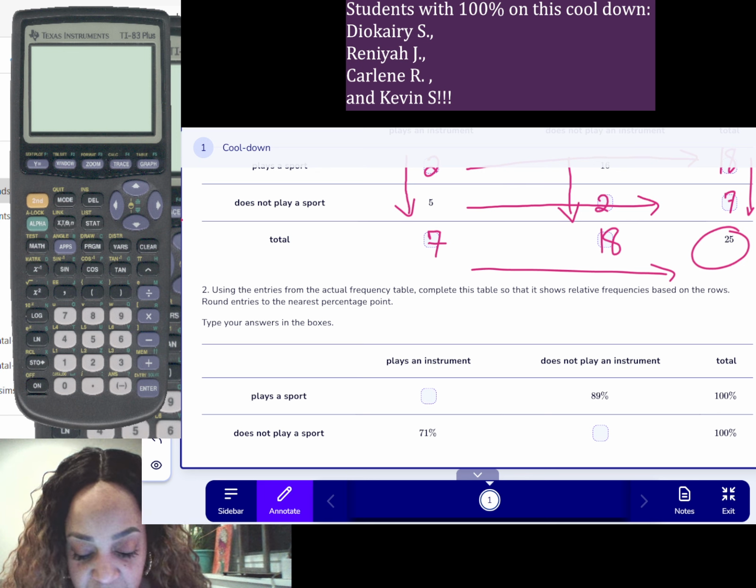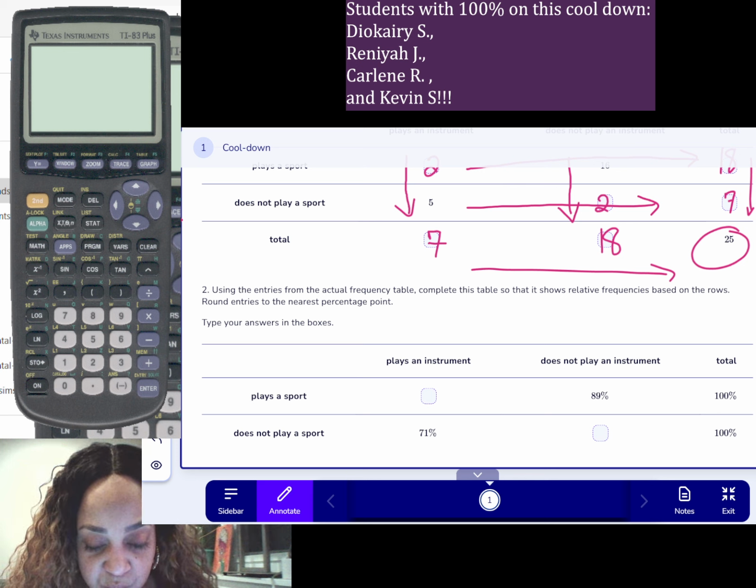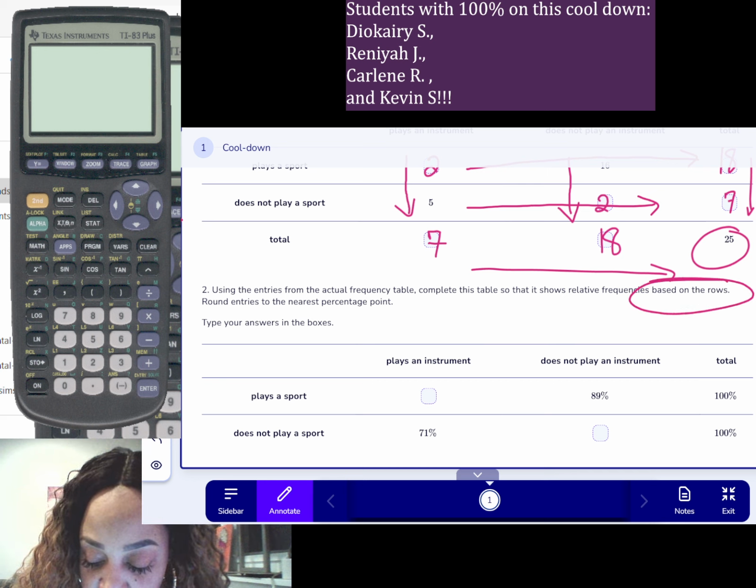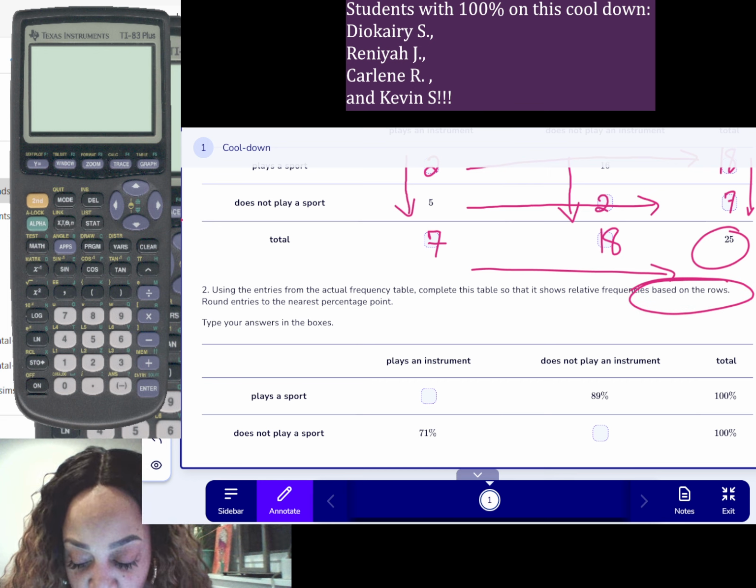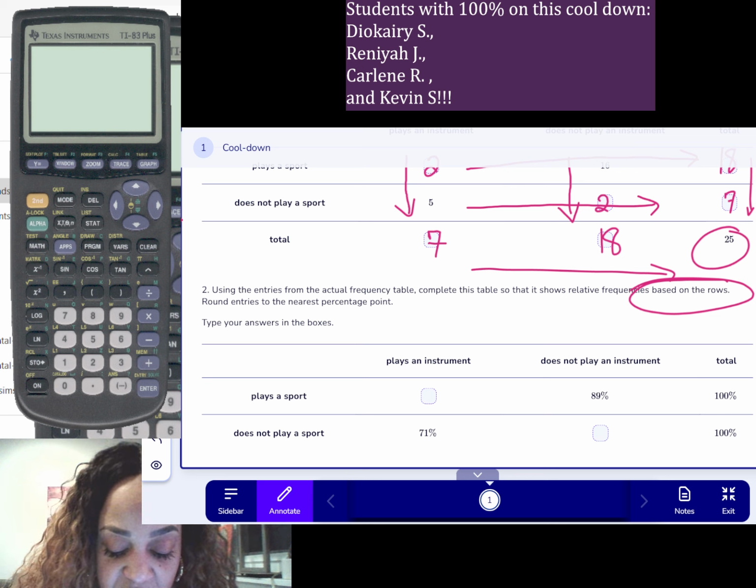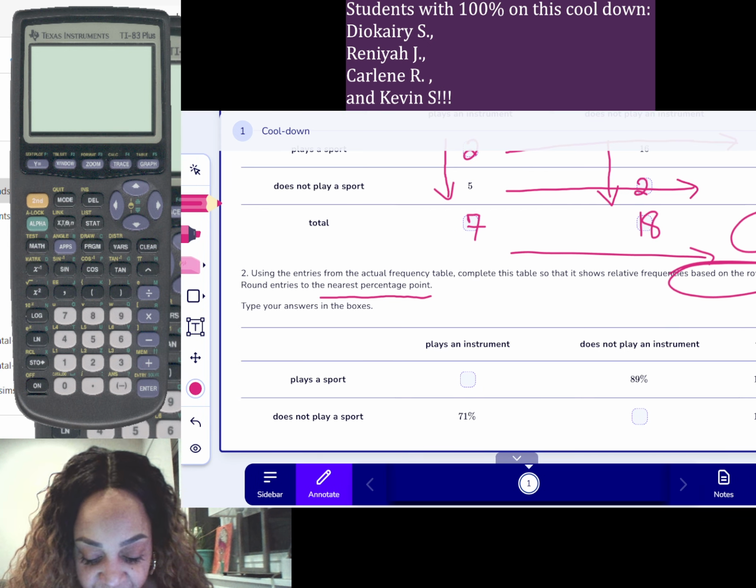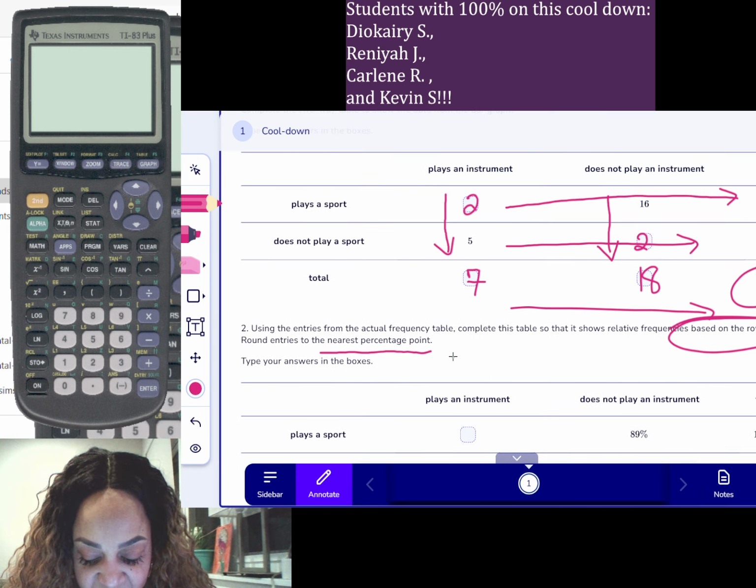So let's look at this question. Number 2. Using the entries from the actual frequency table, complete this table so that it shows relative frequency based on the rows. So this time they tell us use the row total when you divide. Round entries to the nearest percentage point. Okay, type your answers in the boxes. The first relative frequency we need will be plays a sport and plays an instrument. So go back to your data table.